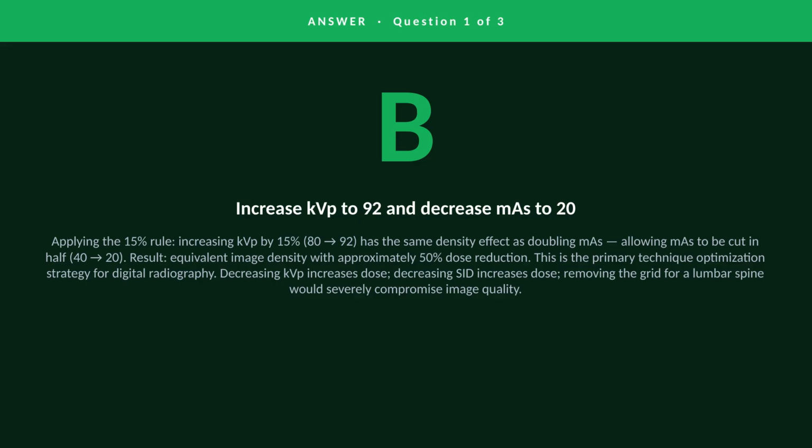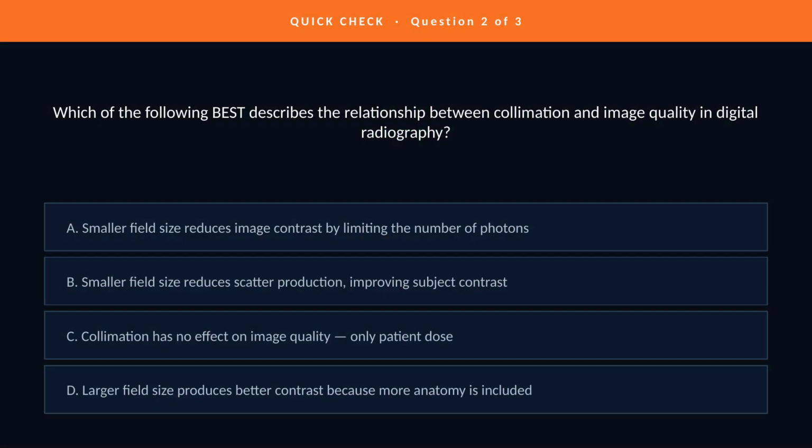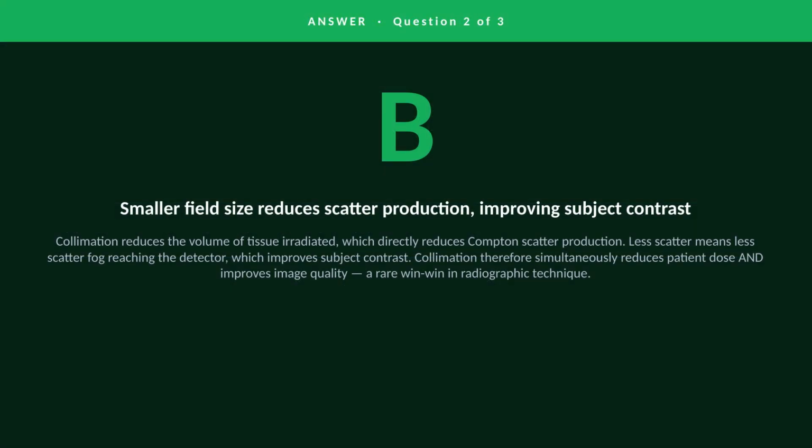The 15% rule: increasing kVp by 15% allows MAS to be cut in half, producing equivalent image density with approximately 50% dose reduction. Decreasing kVp increases dose. Decreasing SID increases dose. Removing a grid from a lumbar spine study compromises contrast. The answer is B.